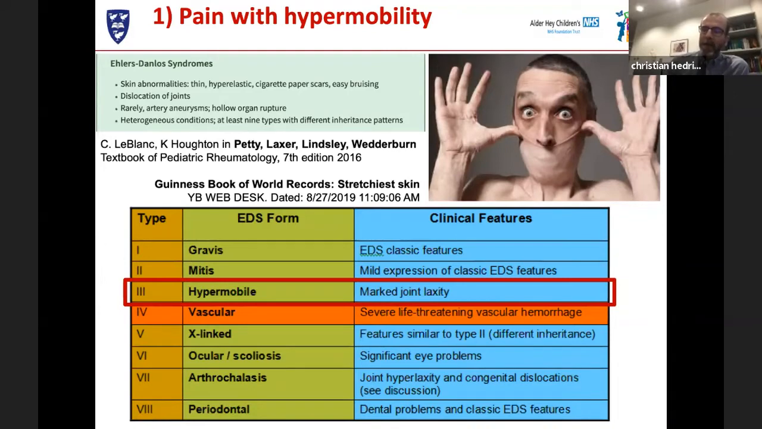However, there is no test that actually proves EDS type 3, since there is no genetic association with it. So for that reason, you will see quite a few patients who are somewhat hypermobile in families where hypermobility is an ongoing concern. And you will be asked whether this can be Ehlers-Danlos syndrome type 3.